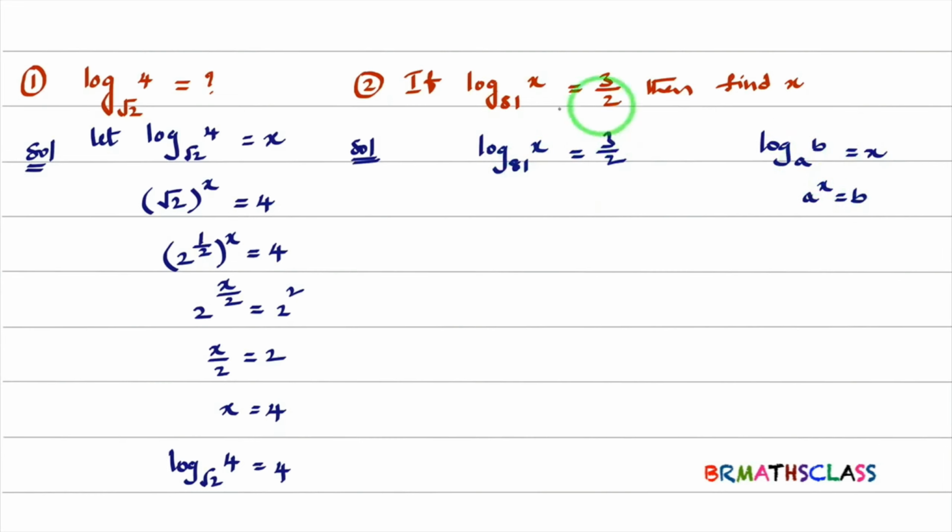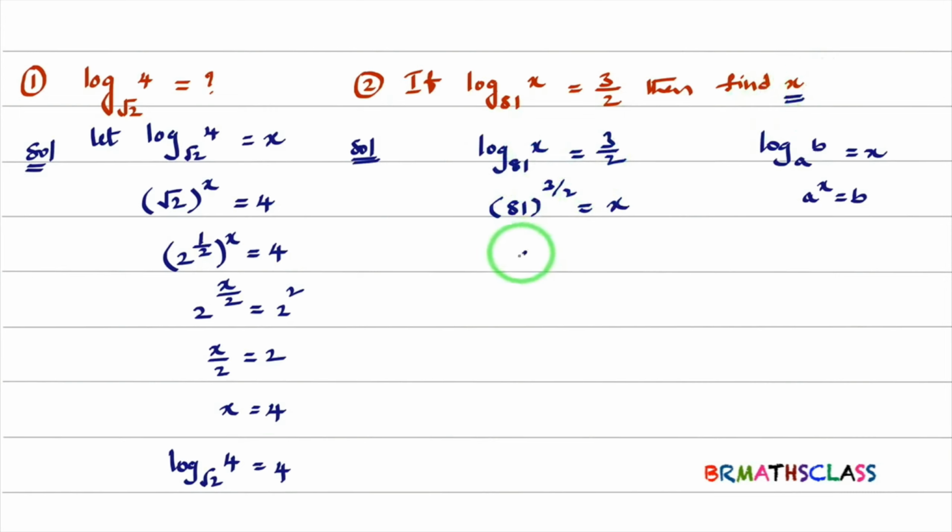So how we can write this into exponent form? It can be written as 81 power 3 by 2 equal to x. From the definition of logarithm, we learned this. If I write this into exponent form, 81 power 3 by 2 equal to x. Actually what they are asking in the question? They are asking you to calculate x.